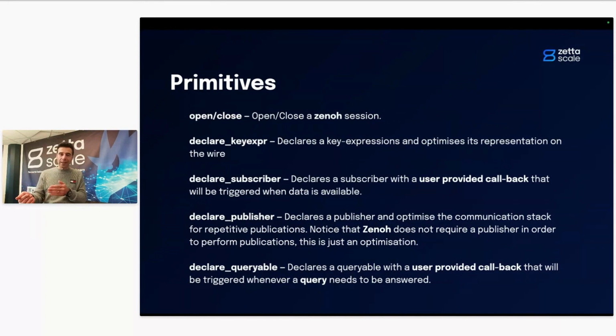Then you have a bunch of declares. Declaring a key expression, again, that's an optimization. You don't need to declare a key expression in order to properly operate on key expressions. You declare a subscriber. Well, that is required if you really want to subscribe, right? And you can pass a callback, or in some APIs, you get back a stream. You can declare a publisher. Again, as I explained, that's an optimization. And you can declare a queryable. That's a real network endpoint. We need to know where there are queryables, because that information is used to route queries.